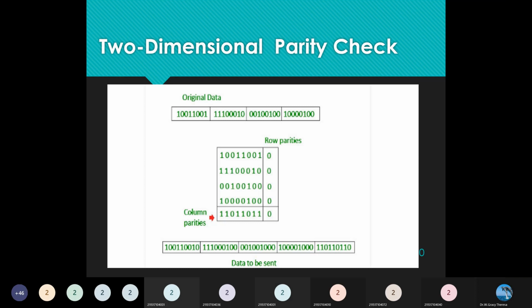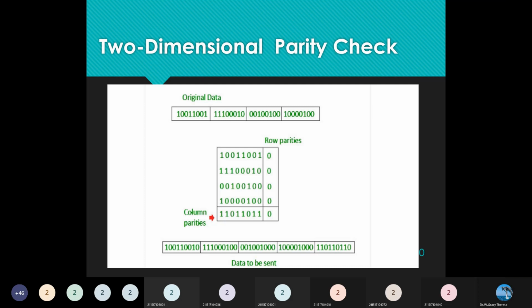For example, if you take the first row, 100 1100, we have an even number of ones, so we have to include 0. The row parity is 0. The second row, we have an even number of ones, so we insert 0. Next also, we have an even number of 1s, 0. Next also, we have an even number of 1s, we have 0. When you take the columns, the first column has an odd number of 1s, so we have to include 1. Next column, we have an odd number, that is only one 1, so we include 1. And the next column, we have an even number of ones, then 0.